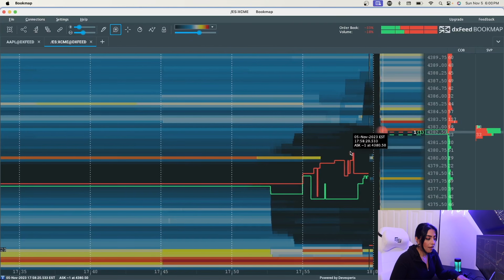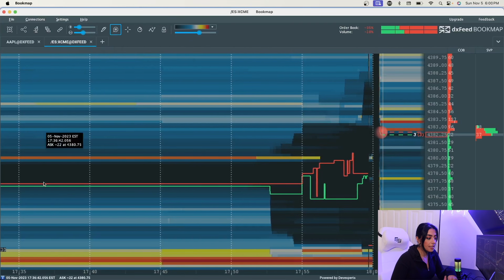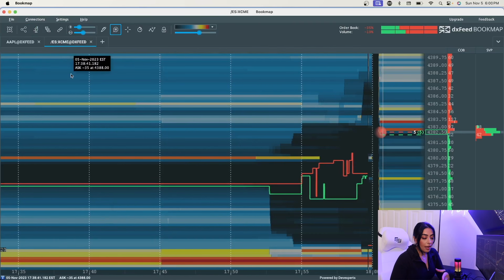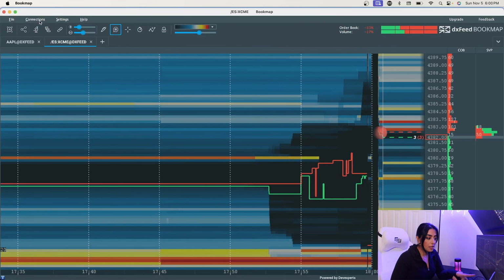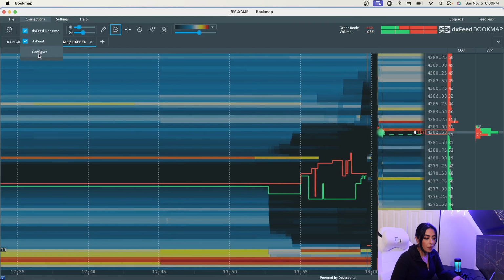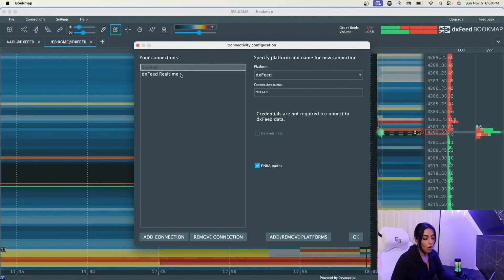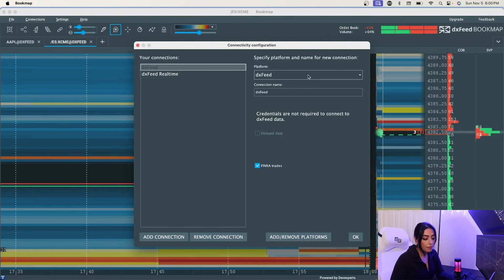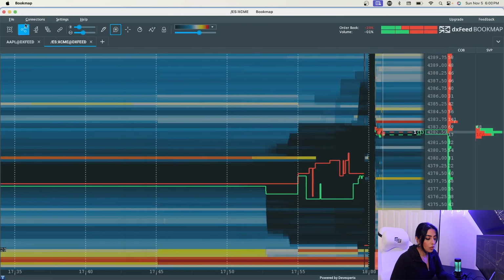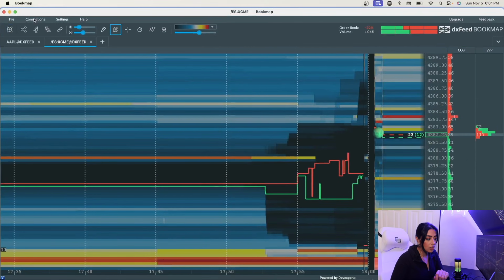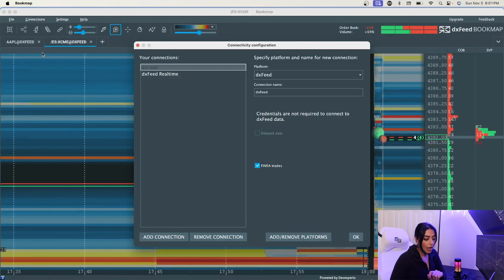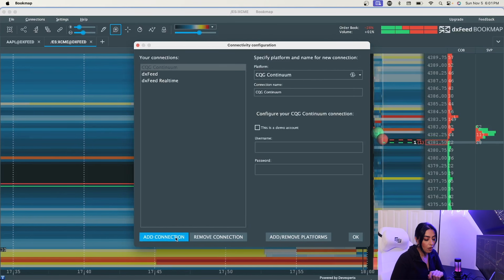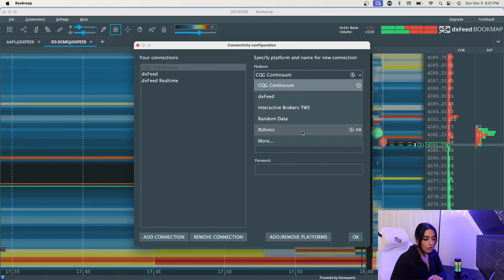So you won't actually have any connections here. What will happen is it'll ask you to add a connection. So what you're going to do is go into connections and press configure. And then you want to make sure that you are connected to DX feed real time. So it'll give you a little drop down option. Let me go back here so you guys can see. Once you open the platform, you hit connections, configure, add connection, okay? And then it'll pop this up, and you want to drop down and select DX feed.